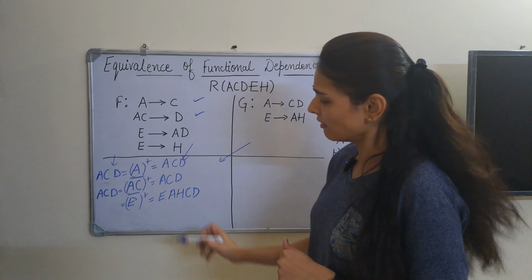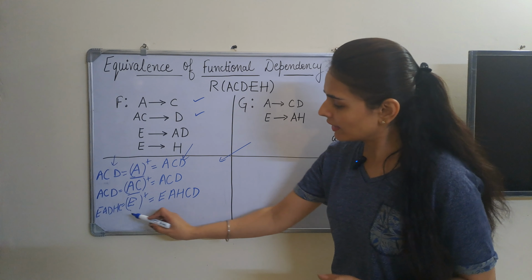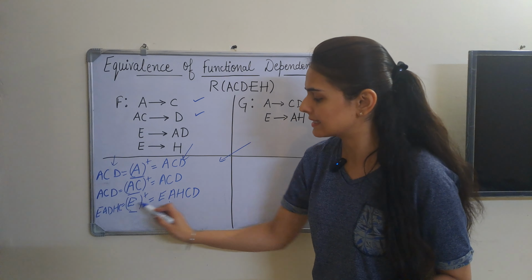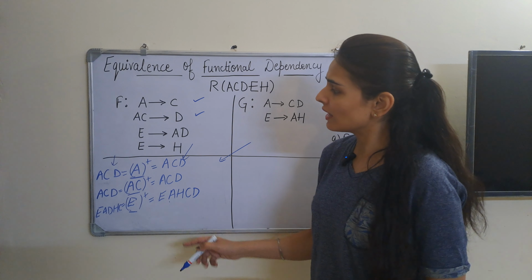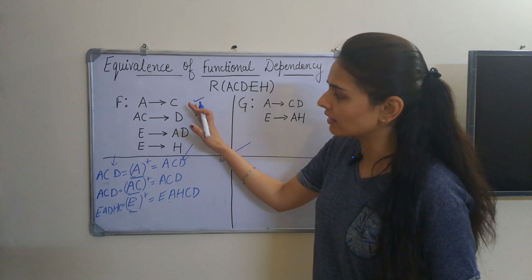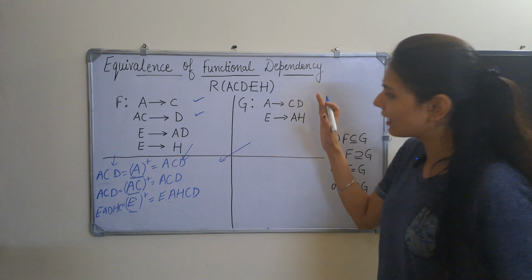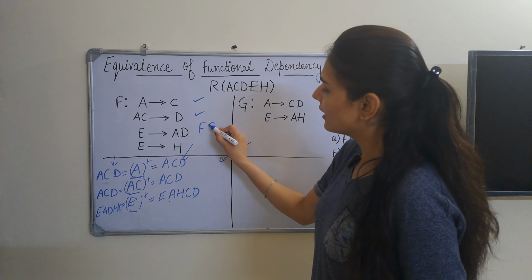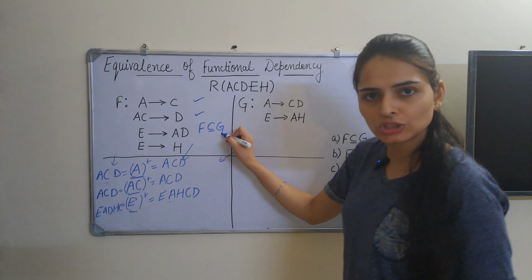Now again for E, we can find out E. Then if we know E, we also know AD. And if we know E, we also know H. And if we know A, we also know C. So again, we can see that for E, both the attribute sets are the same, right? So with this, we can say that whatever we could find out with F, we could also find out with G. So with this, we can say that F is a proper subset of G.